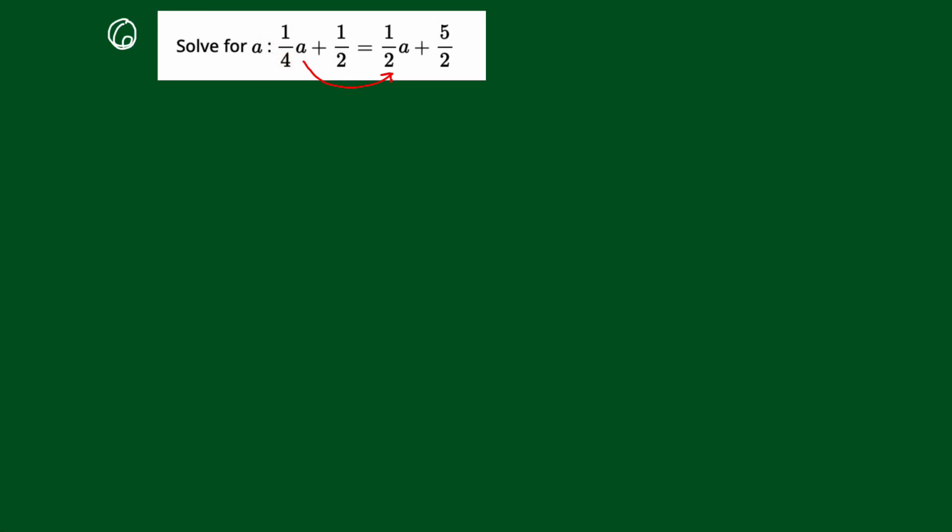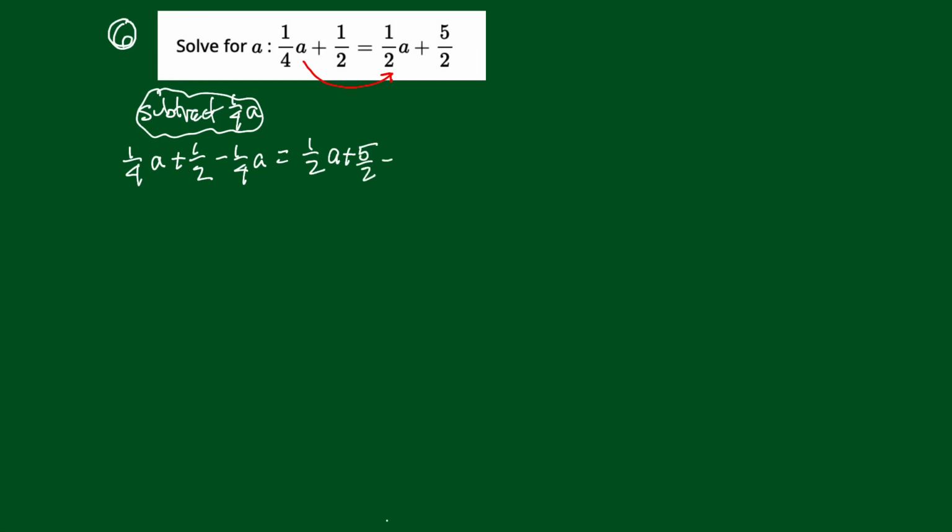So here's my plan. I'm just going to write down what I'm doing here. I'm going to subtract 1/4 A from both sides. Now, if I'm just working this problem myself, I'm not going to write down subtract 1/4 A, but that's what I'm thinking. Matter of fact, I'll even put that in my brain there. All right, so it's going to look like this. 1/4 A plus 1/2 minus 1/4 A equals 1/2 A plus 5/2 minus 1/4 A.